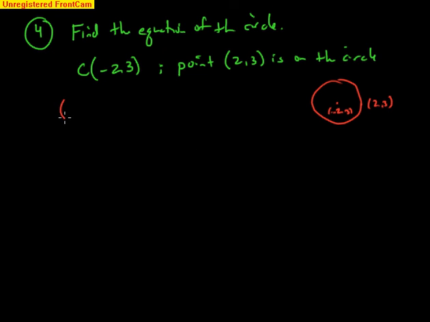Whoa, we know that the standard form is x minus h squared plus y minus k squared equals r squared. This is what you have to have memorized. Got to have that memorized. Well, I need to plug in h, k, and r. Well, I have h and k. It's my center. Here's my h, and here's my k. But I don't have my r. What is that distance? Oh, well, we can use the distance formula.